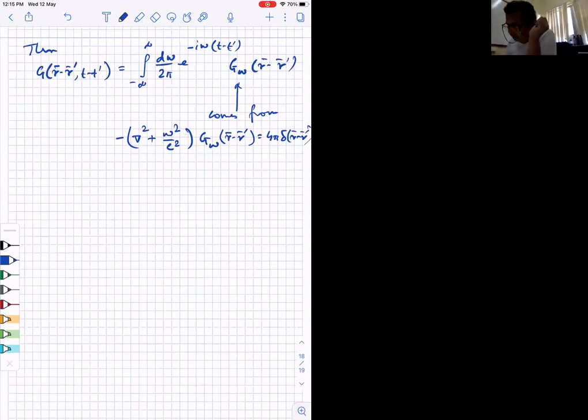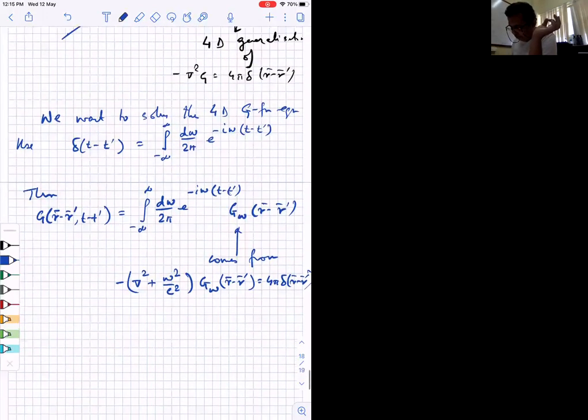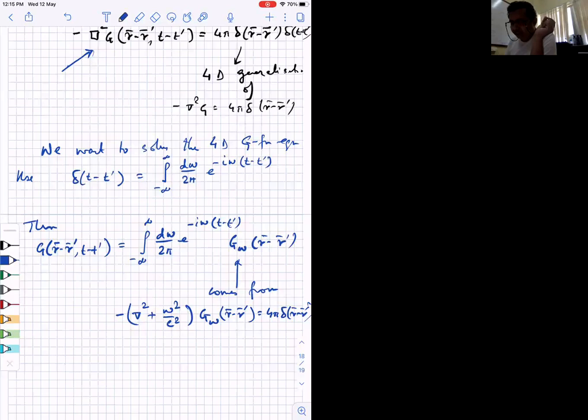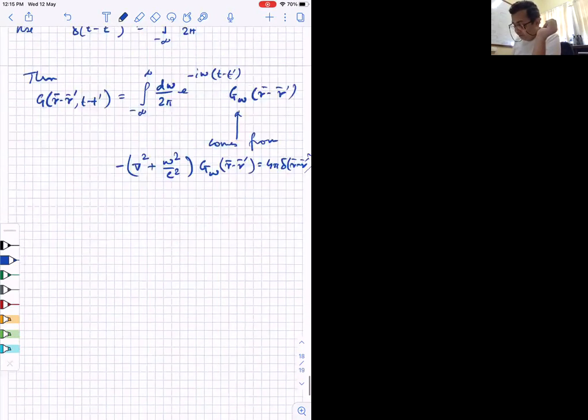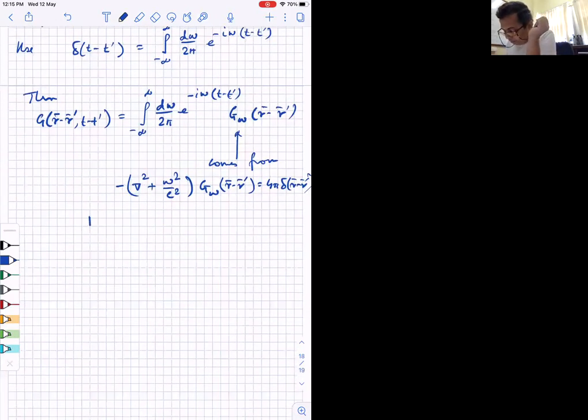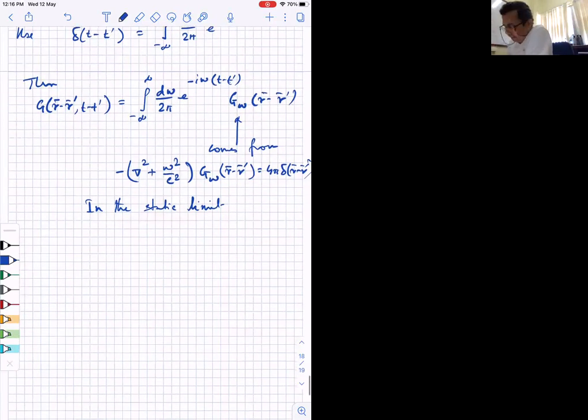So now you see why this solution over here is just like the three-dimensional Green's function solution that we introduced when we did the three-dimensional Green's function. This is because in the static limit, remember, now we have time, so it's dynamic. So you have to compare with the previous electrostatic case. You have to go to the static limit.